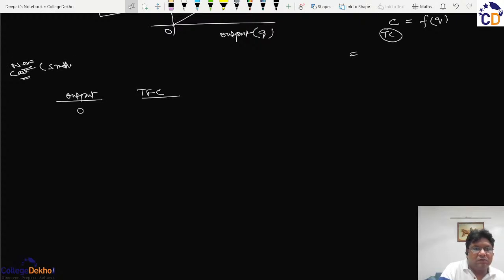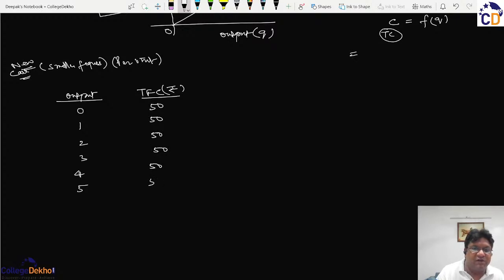Smaller figures and the data will be increased in per unit format. So if on output of 0 the total fixed cost is rupees 50, and if I increase the output by 1, by 2, by 3, by 4, by 5, this total fixed cost looks to be the same, that is 50 each time. So this total fixed cost is not related to the output.